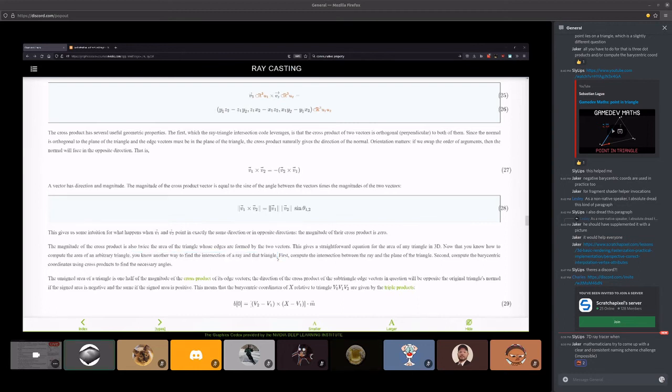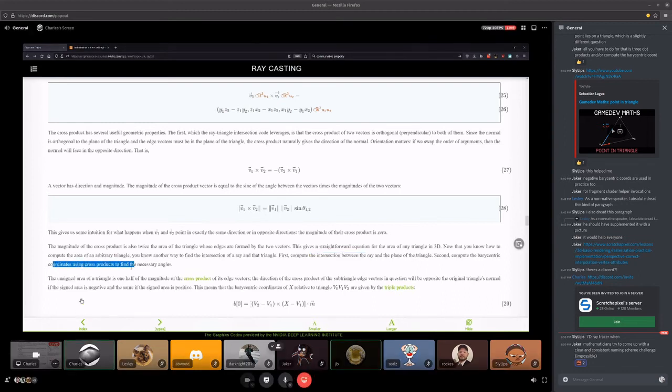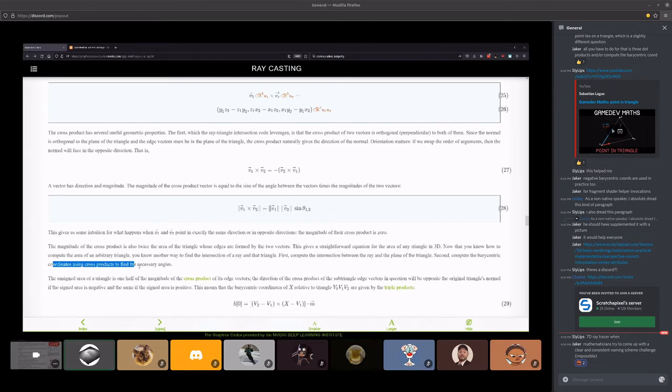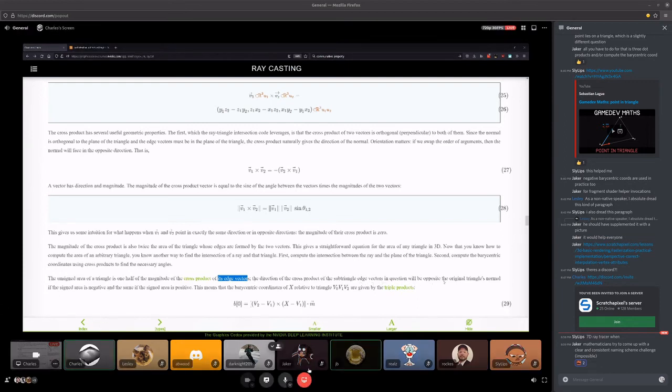Interesting that knowing the area gives us another way to compute the intersection between the ray and the plane. Compute the barycentric coordinates using the cross products to find the necessary angles? Unsigned area of triangles is one half the magnitude of the cross products. Edge vectors, directions of the cross product. The subtriangle edge vectors in question will be opposite to the original.